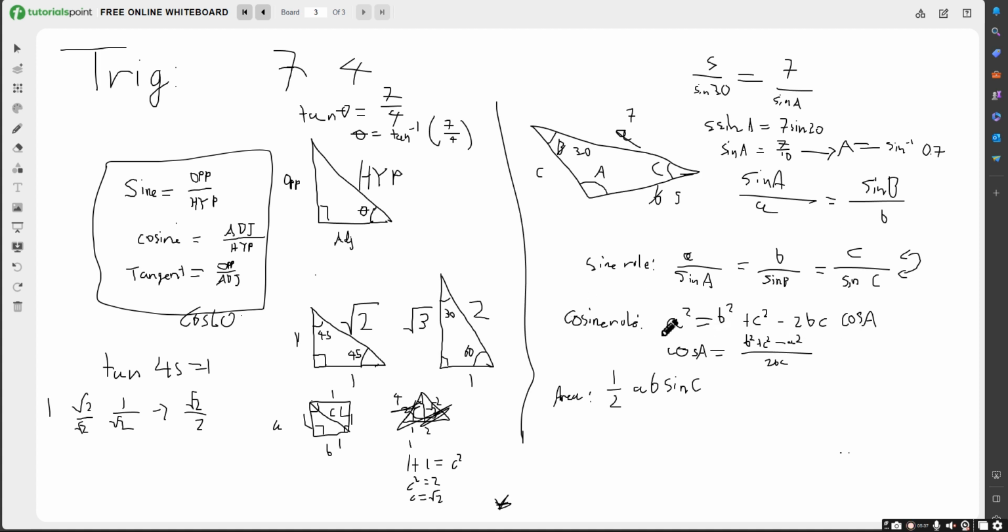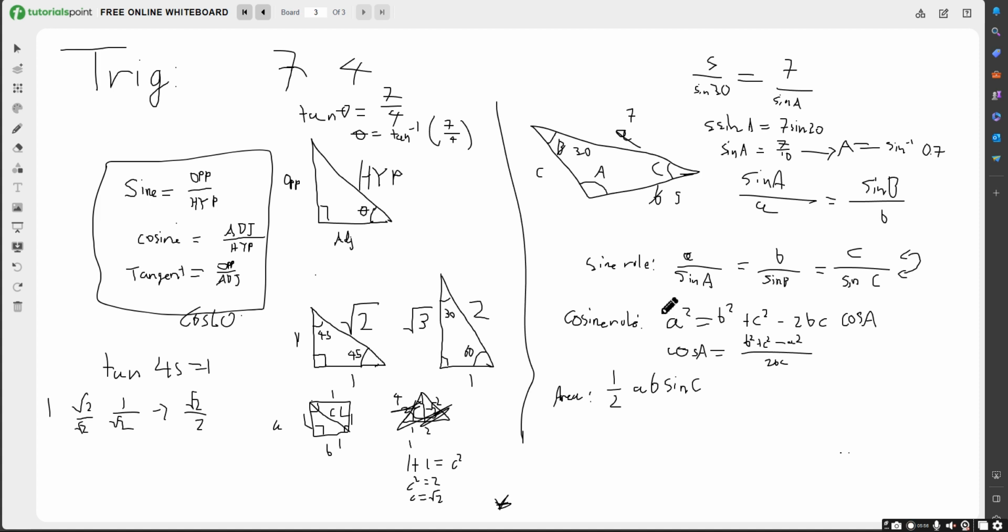Then you've got the cosine rule. This one's a little bit more complicated. It says that a squared, this value, is b squared plus c squared minus 2 times b times c times cos of A. Or if you rearrange it to find A, then cos of A is b squared plus c squared minus a squared divided by 2 times b times c.